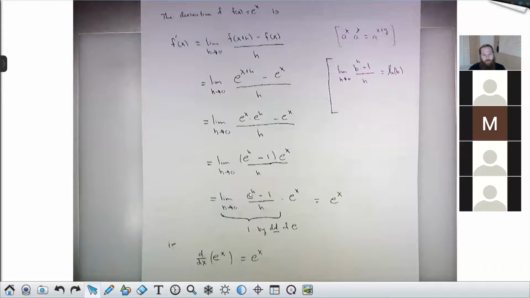They say, okay, well, we would never be able to calculate this limit barehanded. So what we're gonna do is define the number e to be the unique real number such that this limit goes to one. And it just happens to be the case that that number e is the same as the number e you met in your previous algebra classes.